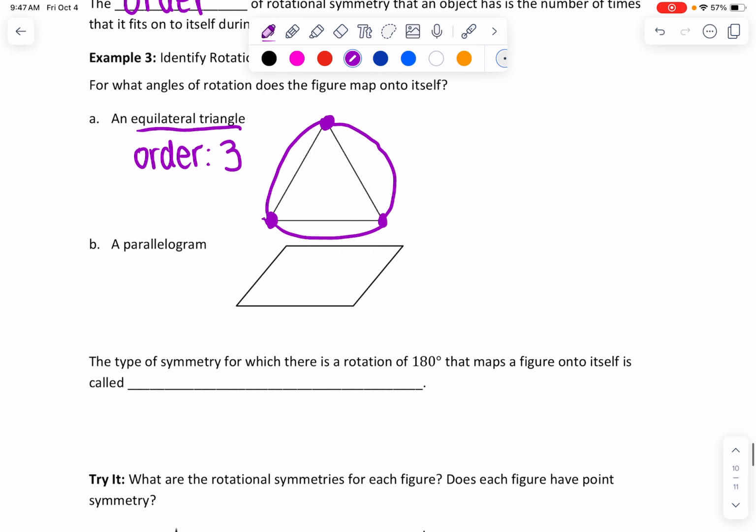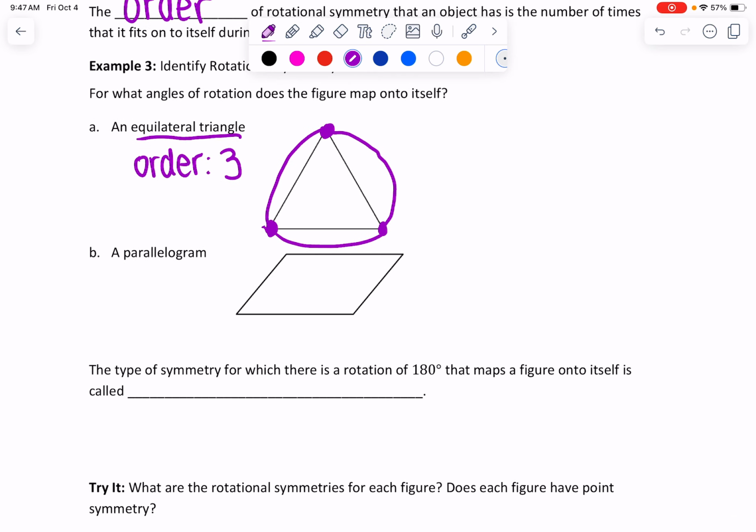All right, let's try the next one. A parallelogram. You're imagining I would just take a point in the corner and rotate it around. Here it wouldn't land because it would almost be standing up, but then over here, it would land at 1 point, and then finally all the way over. So in other words, the order is 2.